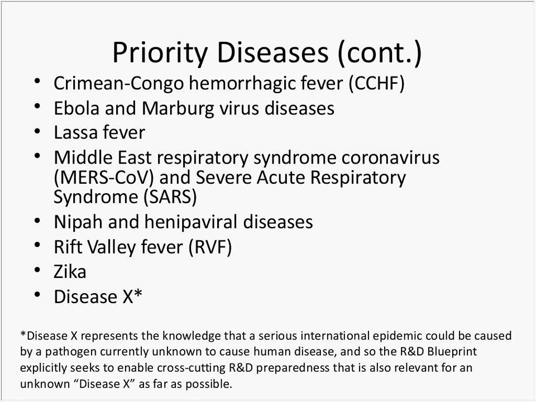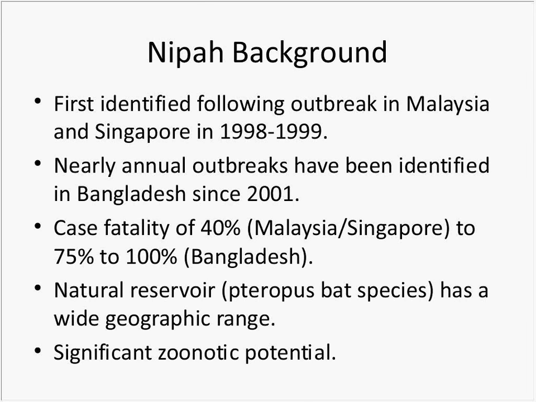Now, in terms of the Nipah background, it was first identified following an outbreak in Malaysia and Singapore in 1998 and 1999. Nearly annual outbreaks have been identified in Bangladesh since 2001. A case fatality rate as low as 40% has been seen in Malaysia and Singapore, to as high as 75 to 100% in Bangladesh. The natural reservoir, as best we know to date, is the Pteropus bat species, and it has a wide geographic range. This often involves date palm sap contamination by these bat species, with a very significant zoonotic potential.